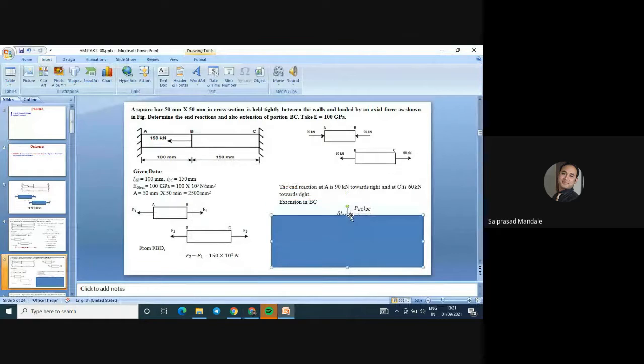PL upon AE. So I'm going to put in the values. How much P is acting on the BC section? It is 60 kilonewton. L is equal to L of BC is equal to 150. Area is equal to 2500. E is equal to 100 into 10 cube Newton per mm square. So go ahead, put in the values, and find the answer. I'm expecting answers from everybody. The equation would be like this, and I'm waiting for delta BC.